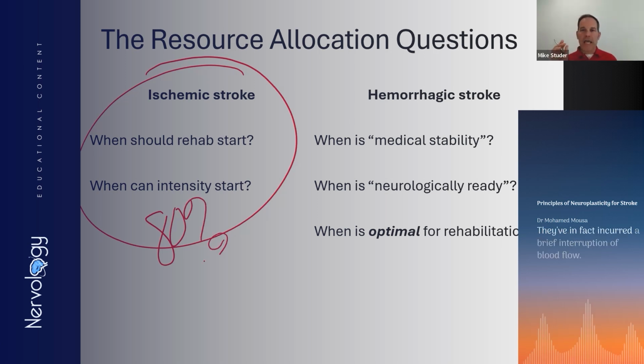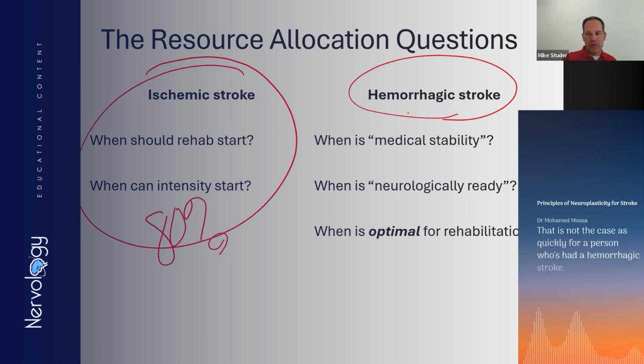They've in fact incurred a brief interruption of blood flow, and you'll recall that zone of infarct has a small collection of cells that'll never come back, and they have some degree of spontaneous recovery. This person is medically stable and ready for rehabilitation. That is not the case as quickly for a person who's had a hemorrhagic stroke. That person needs 48 to 72 hours, if not a full week, 168 hours, to be able to become stable and ready for aggressive rehabilitation.